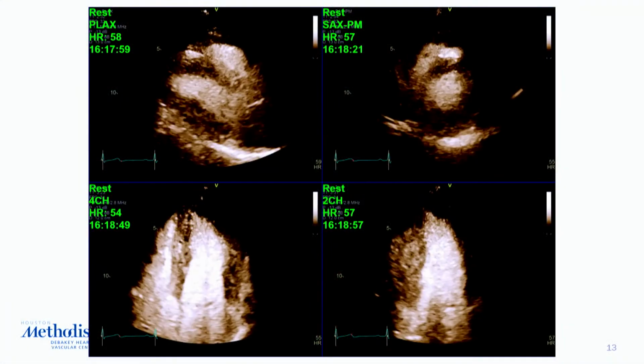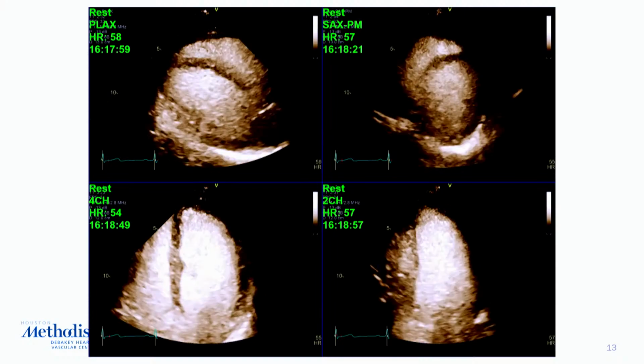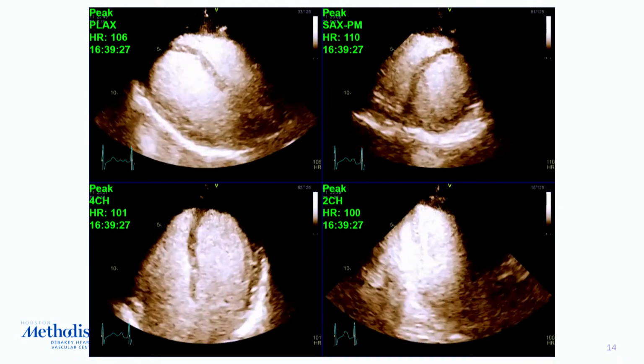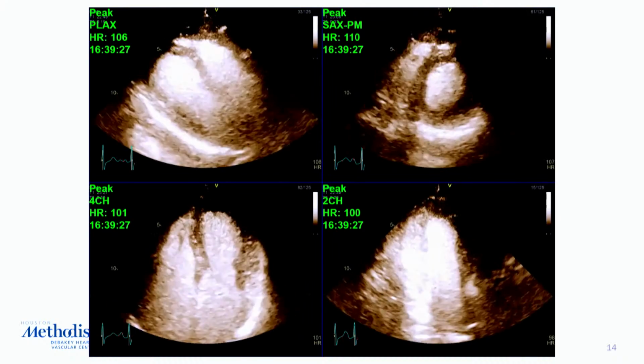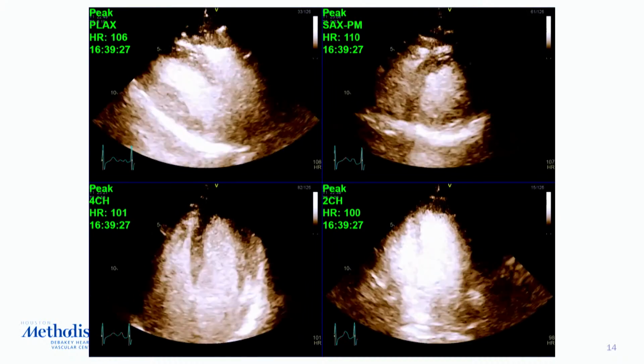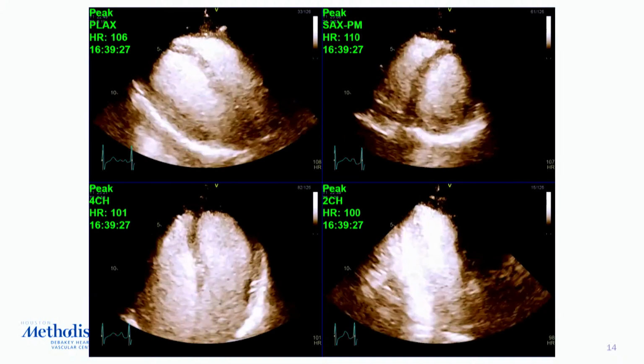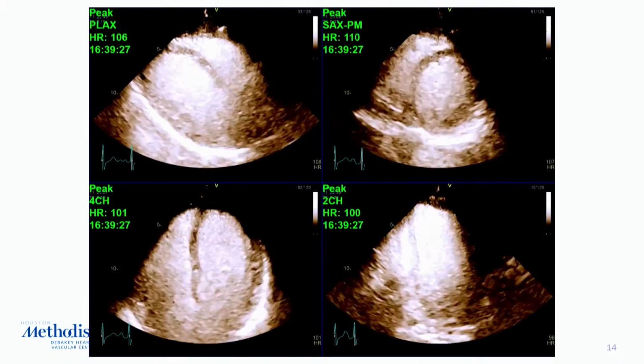So, from my recollection of what the images were before, there may be a little tardokinesis in the inferior base, but not too impressive. Really, it's not too impressive. So I don't know how much she exercised. The heart rate here is 57, and here, what is this, 100? This is 105, but she did reach like 90% of her predicted heart rate. Did she have EKG changes?